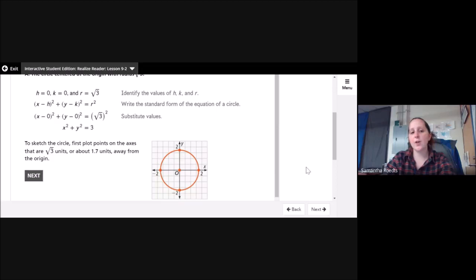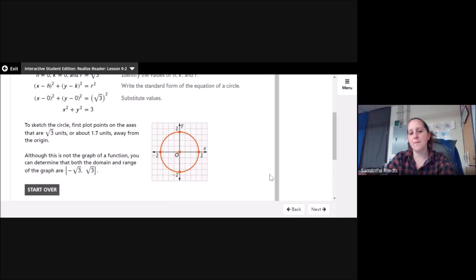To sketch the circle, first plot points on the axes that are the square root of 3 units, or about 1.7 units away from the origin. Although this is not the graph of a function, you can determine that both the domain and range of the graph are negative square root of 3 to square root of 3.